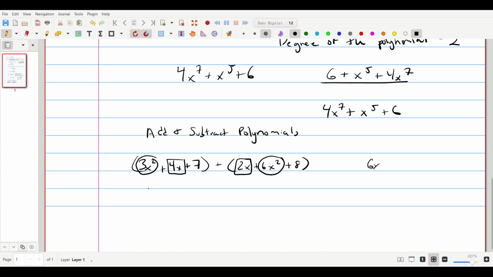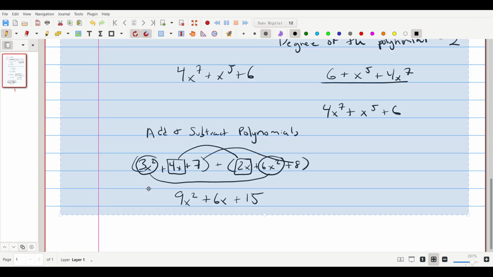Just to be clear, 6x squared plus 7x does not equal 13x anything, right? These two things are not like terms, so we can't add them together. Okay? So here, 3x squared plus 6x squared, that's going to give us 9x squared. So I'm combining these two terms here. The 4x and the 2x is going to give us 6x, and the 7 and the 8 is going to give us 15. And so that is how we add and subtract polynomials.